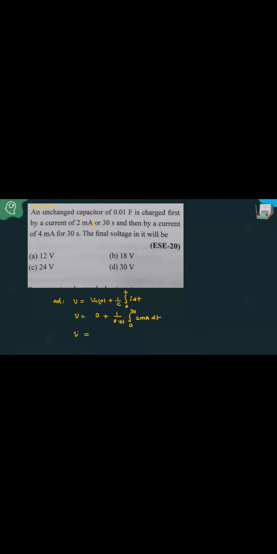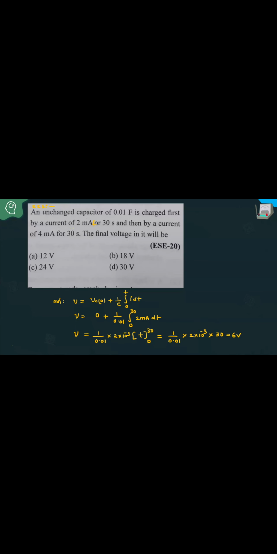This is the voltage across the capacitor: 1 by 0.01 integrate, students. The 2 milliampere, 2 into 10 power minus 3, is constant. Integration of a constant is t, from 0 to 30. Now you have to substitute the limits. How much voltage can we get? 1 by 0.01 into 2 into 10 power minus 3 into 30. How much do you get, friends? This is approximately 6 volts for 0 to 30 seconds.